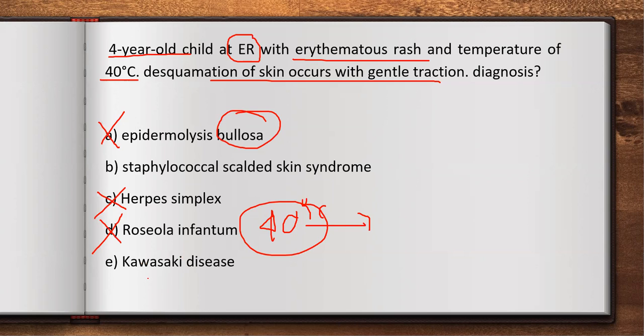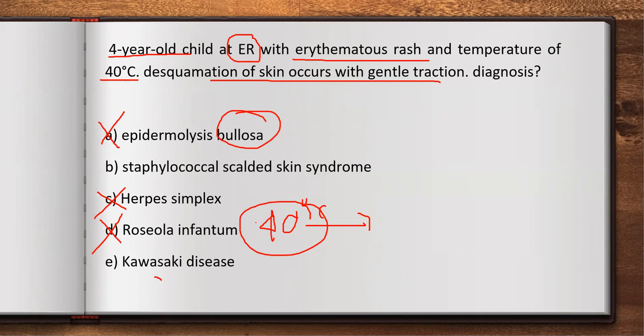Kawasaki disease is a good option here. Kawasaki disease will cause high fever, and it's common in children less than 5 years old, but it has other symptoms. They will have a polymorphous rash; an erythematous rash can be there, but it will be polymorphous. There will be conjunctival redness, cervical lymphadenopathy, a strawberry tongue, dry cracked lips, and erythema and swelling of the hands and feet.